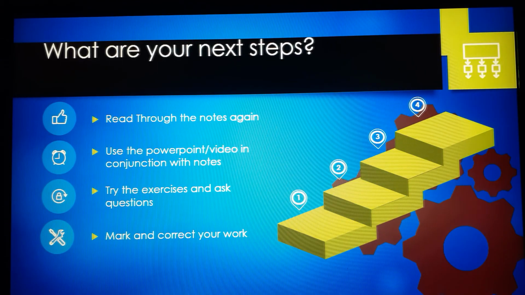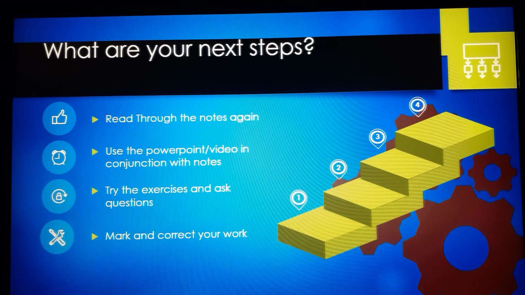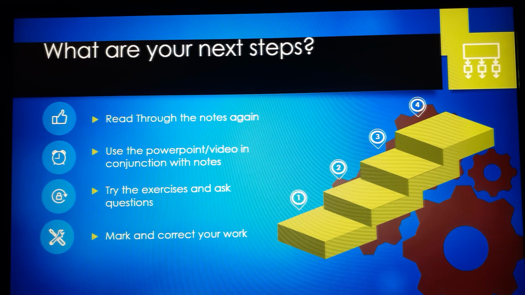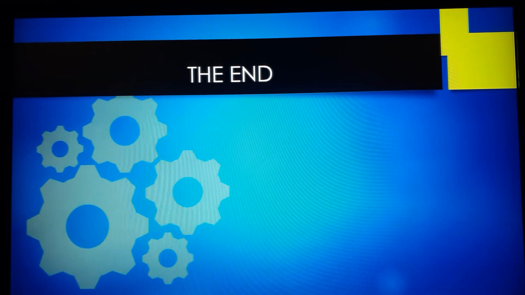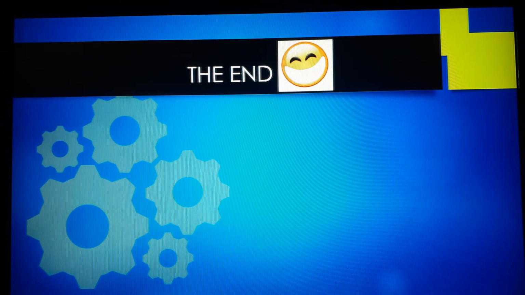What are your next steps? You need to read through your notes again. The PowerPoint and the video that we have made must be used in conjunction with the notes. If you prefer not to use the video, I will also post the PowerPoint in Google Classrooms for you to use in conjunction with your notes. You need to try the exercises again and ask questions as much as you can.